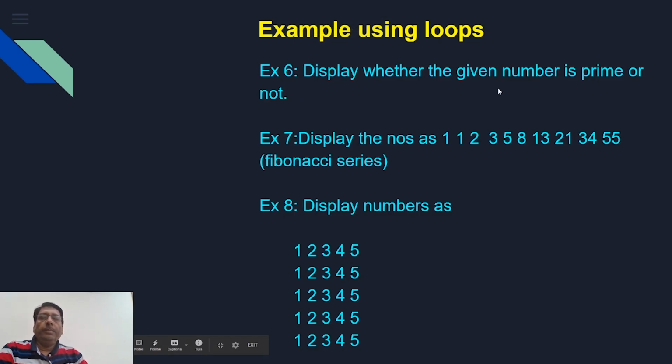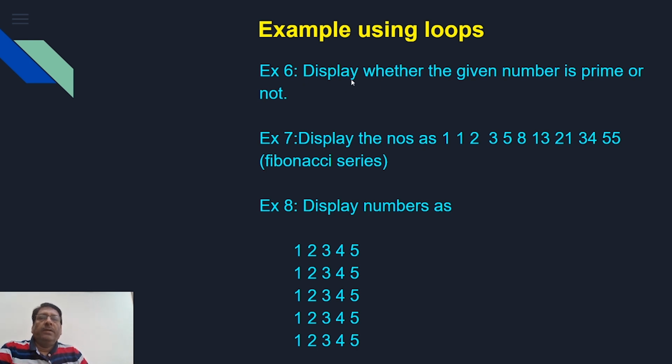So if you remember, in the last video we wrote some programs with the help of while loop, do while loop and so on. So today we'll continue with the same, wherein we'll write some programs with while loop, do while loop and for loop, and then we'll go further and write programs with the help of nested loops. So let's go with example 6 over here.